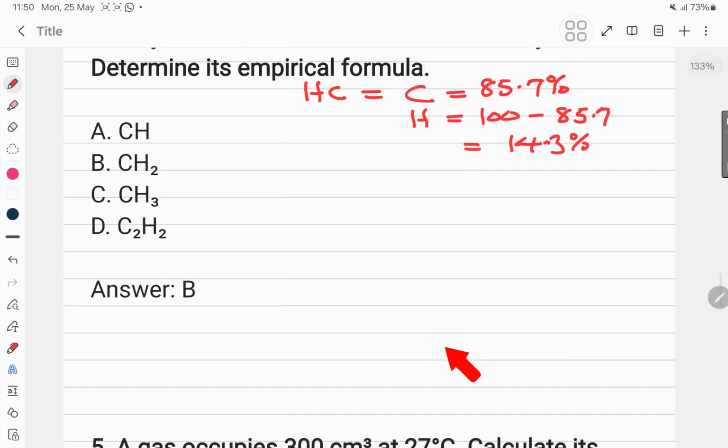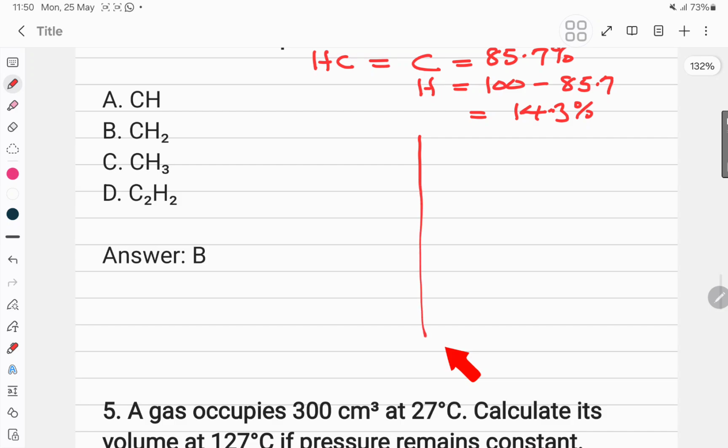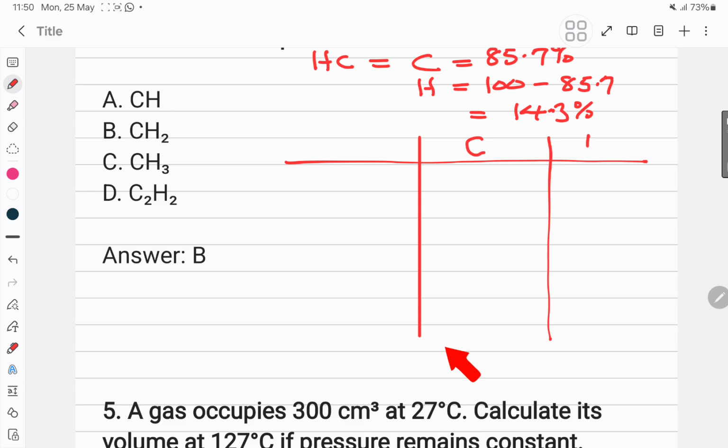I'm going to make it in a tabular form for it to be clearer. So draw the table just to arrange the work. We have carbon, put this here. These are the elements. The first thing that we state here is the percentage by mass, given or calculated. We have 85.7 and we have 14.3.